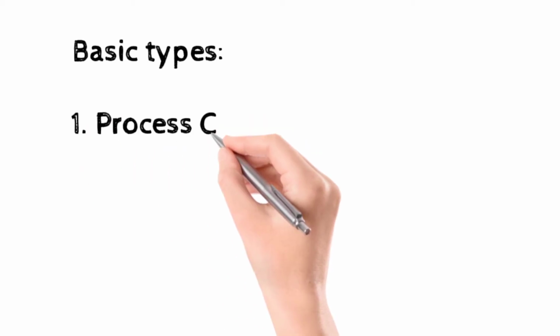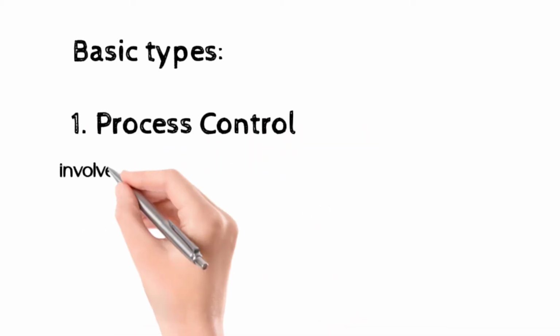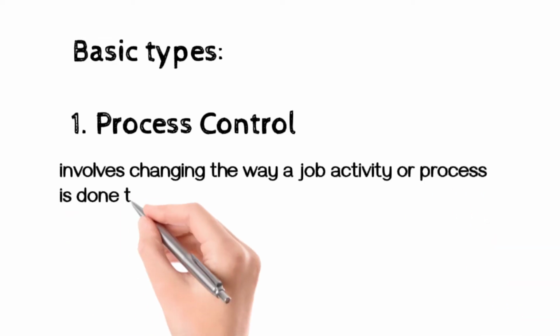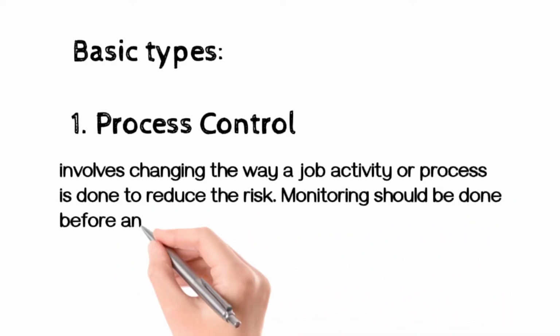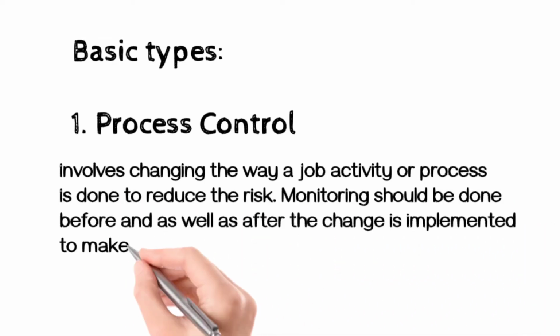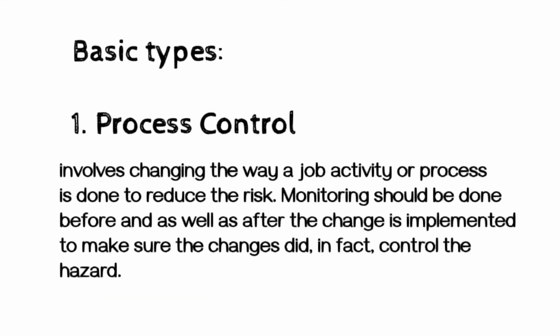Engineering control has basic steps. The first is process control. It involves changing the way an activity or process is done to reduce the risk. Monitoring should be done before as well as after the change is implemented to make sure the change did, in fact, control the hazard.